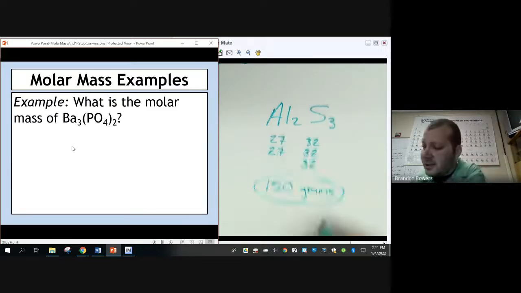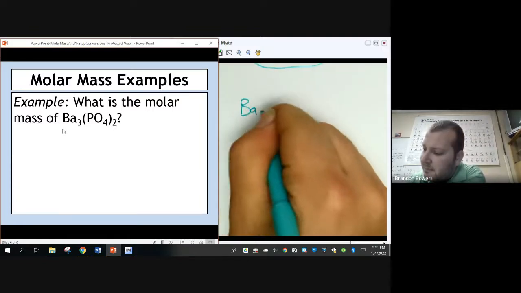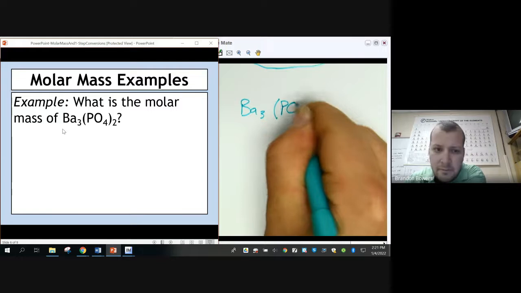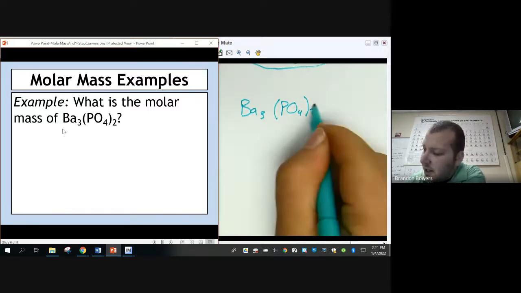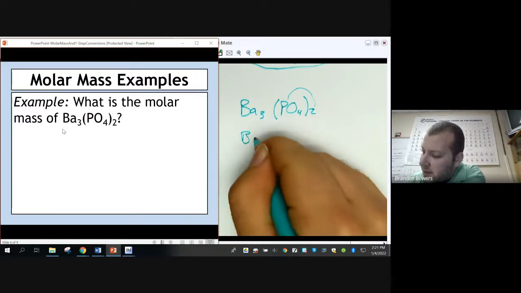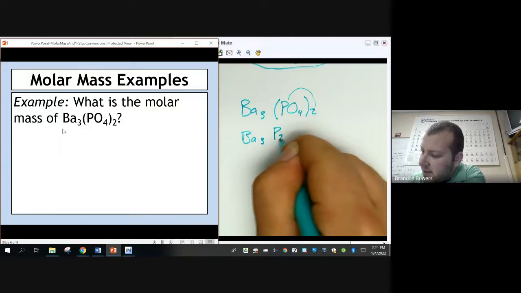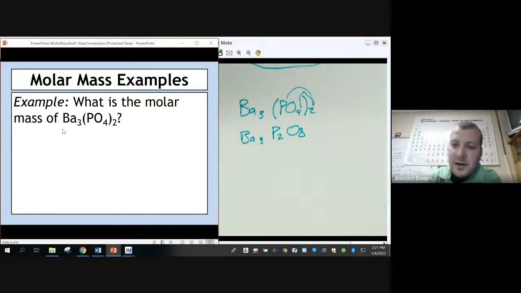Now there's parentheses, so you've got to use the distributive property. So you have Ba3(PO4)2. Since there's parentheses, that means I have 2 P's, and that means I have 8 oxygens. If we look at barium, barium has a mass of 137.33.